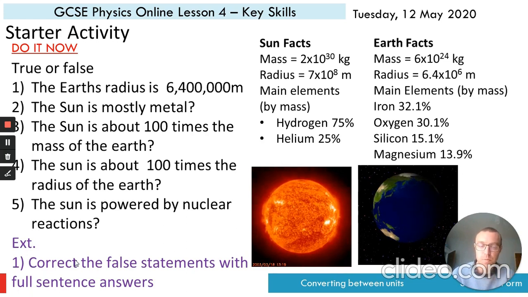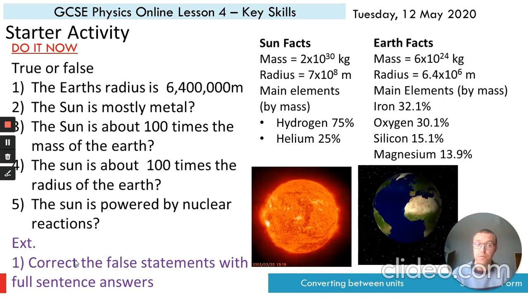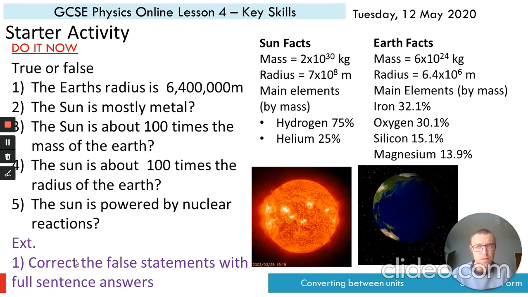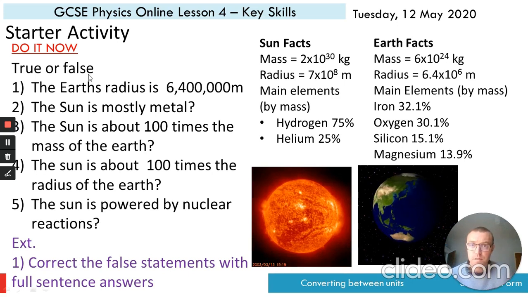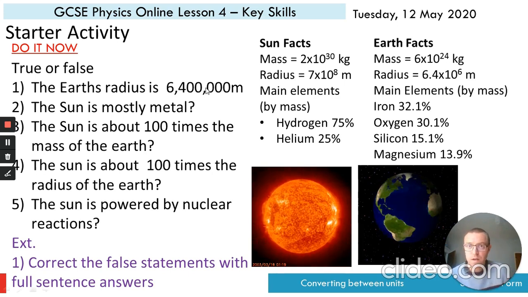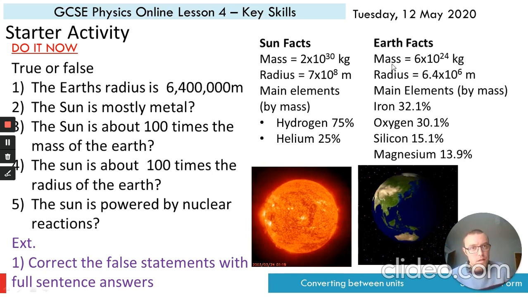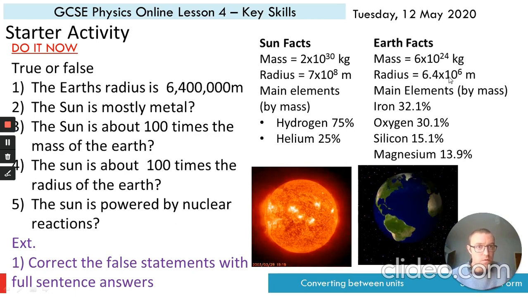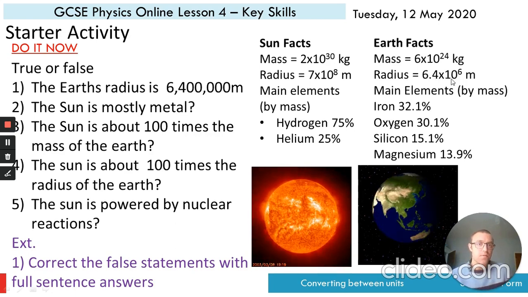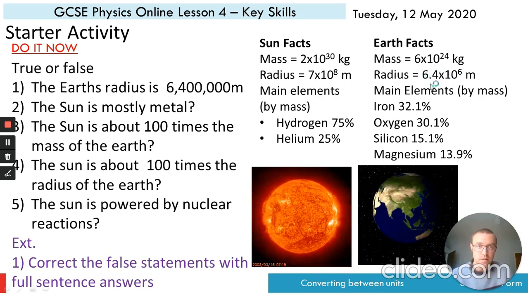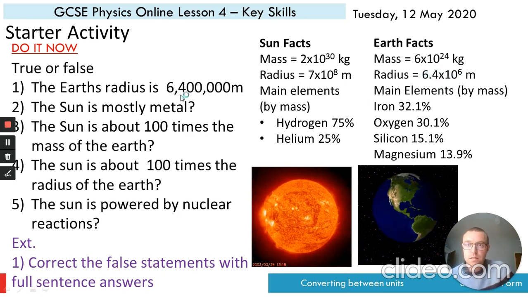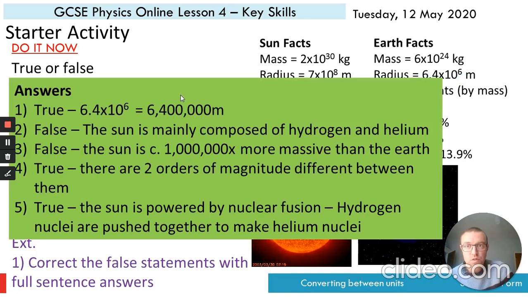Okay, I'm going to hope that you did pause it and give it a go. If you didn't give it a go, you're only sabotaging your own learning. Okay, so the Earth's radius is 6,400,000 meters. Have a look at the radius. We've got 6.4 times 10 to the 6 meters. If you multiply that together to get the normal number behind the standard form number, you will get 6,400,000 meters. That one's correct.